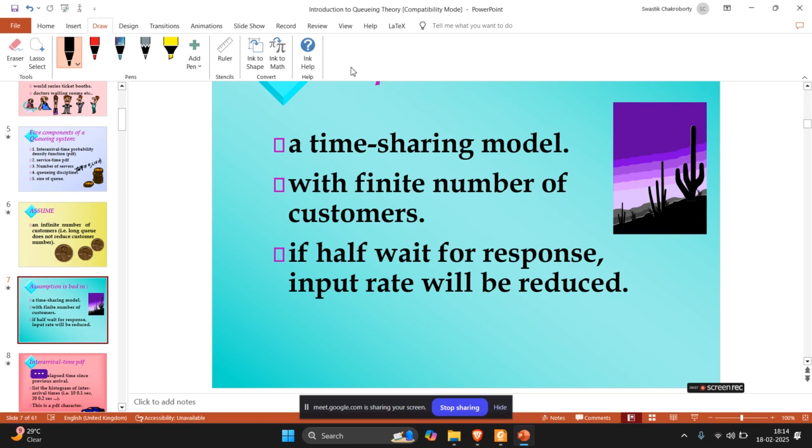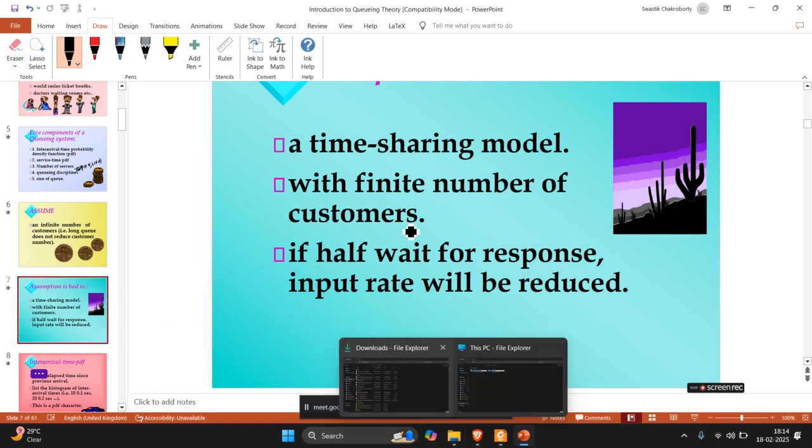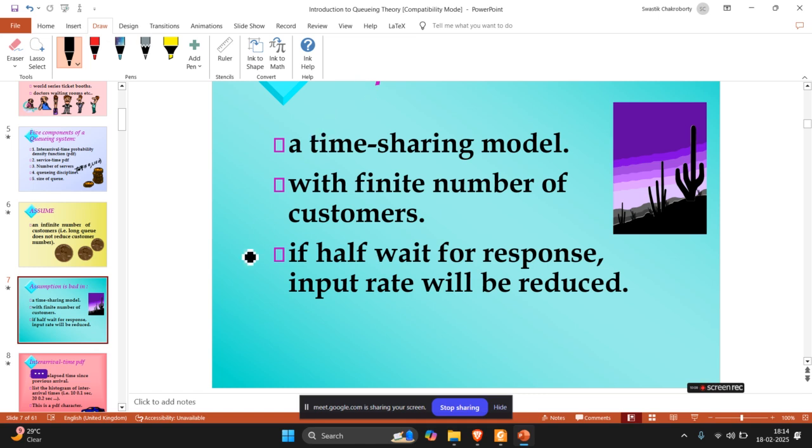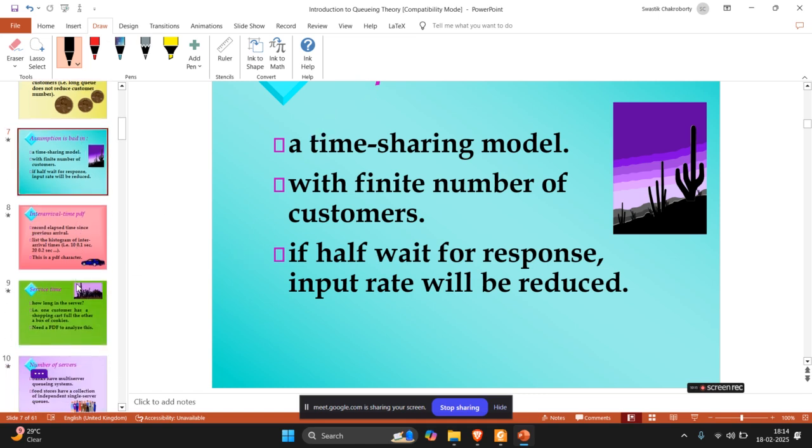In some cases, this assumption might be bad, like if there are a finite number of customers, but for our case this assumption holds true.